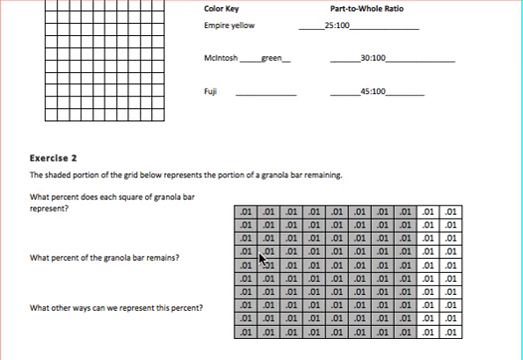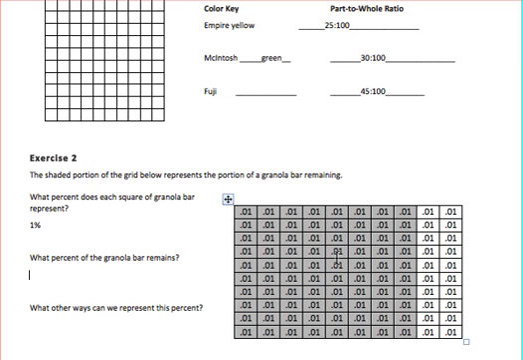So the shaded portion of this grid represents the portion of a granola bar that is still remaining. What percent does each square of this granola represent? Well, each one is 1/100th, and percent means out of 100, so 1% would mean one piece out of 100, which is what each of our little squares represents.